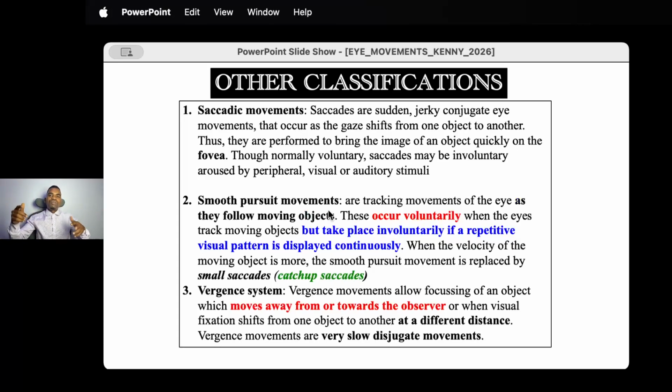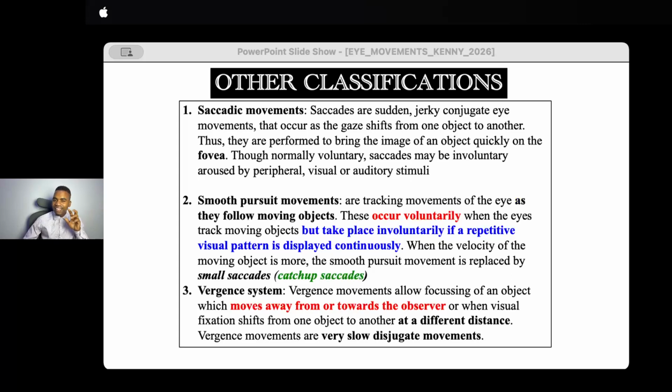Also, for example, when a car is moving along the road, a little bit away, you can trace the car with your eyes smoothly. The eyes have that ability to trace the object of interest as it moves. So that is called smooth pursuit. And in smooth pursuit, you have two scenarios.